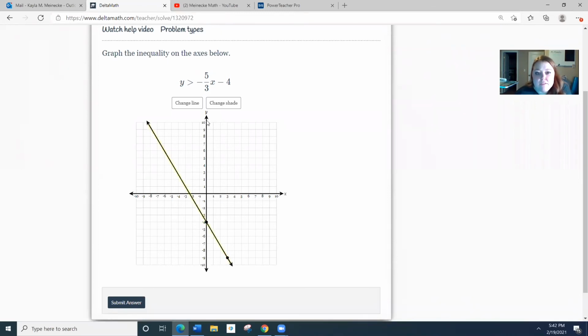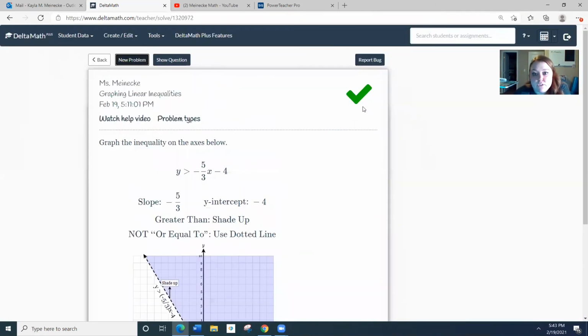And then this is where it'll pop up with two choices, change line and change shade. If you click change line, it goes from solid to dashed. In this one, there's no or equal to line, so we need to make sure that we change it to a dashed line. And then change shade is going to switch sides of the line. This says y is greater, so you would need to go upwards, shading towards the top of the graph. So shade upwards, and then we would go ahead and submit our answer.